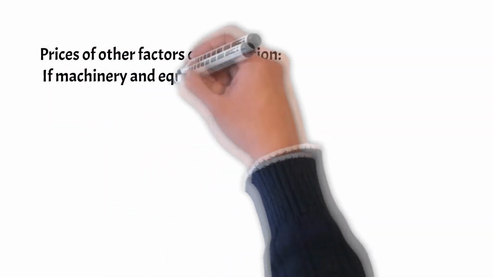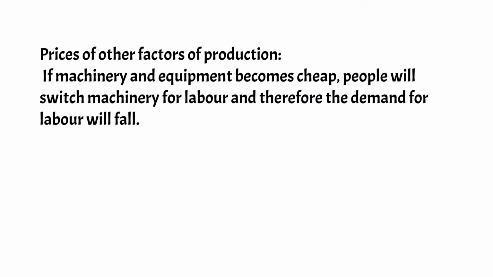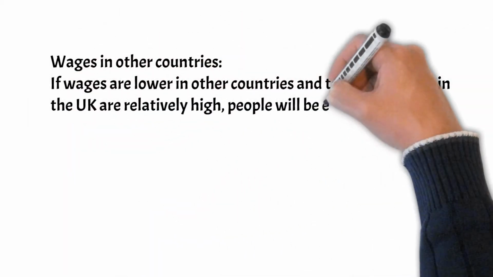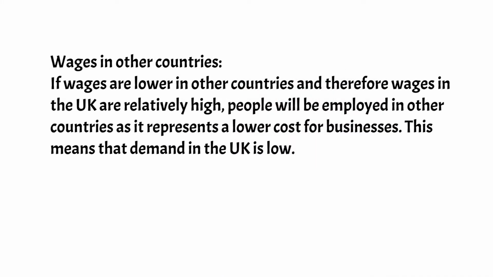3. Prices of other factors of production. If machinery and equipment become cheap, people will switch machinery for labor and therefore the demand for labor will fall. 4. Wages in other countries. If wages are lower in other countries and therefore wages in the UK are relatively high, people will be employed in other countries as it represents a lower cost for businesses. This means that demand in the UK is low.